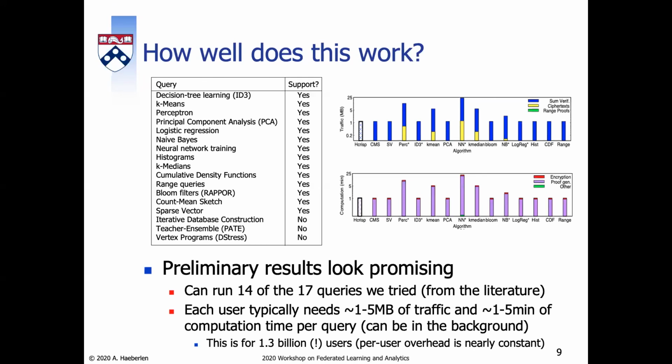How expensive is it? Here it depends a little bit on the kind of query that you're running. But in general, it's not that expensive, right? So for each user, we would typically need something like 1 to 5 megabytes of traffic, and about 1 to 5 minutes of computation on the device, and that can be done in the background, so there's no latency concerns. And this is very scalable, just like Honeycrisp was very scalable, right? So if you have something like 1.3 billion users, you get those numbers, and if you have more, they don't really increase all that much. The overhead per device is almost constant. There's only a very small logarithmic dependency.